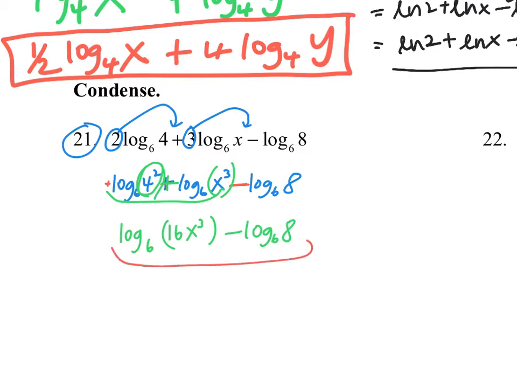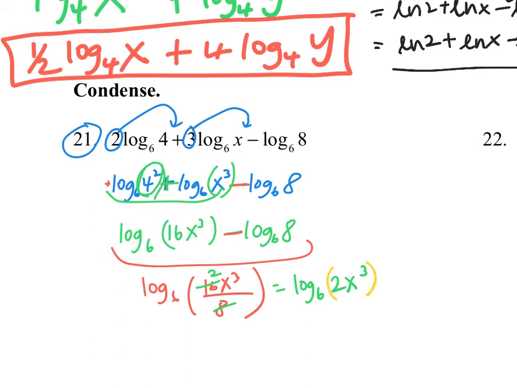And again, going from left to right, now that I'm subtracting, the argument is now going to be divided on the inside. So I have log base 6 of 16x cubed divided by 8. And notice that 8 and 16 can simplify into log base 6 of 2x cubed. So you can put this parentheses here, although you wouldn't, it's not necessary to have in your final answer. Log base 6 of 2x cubed is your final answer in condensed form.